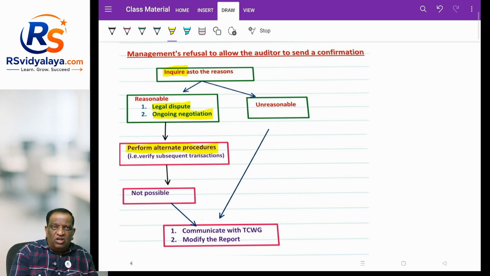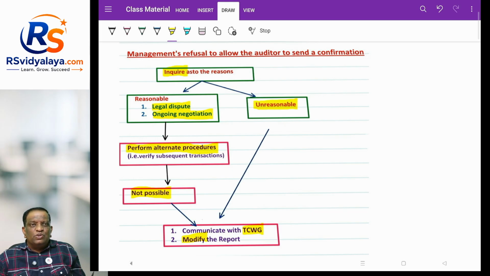If that is possible, all right. But if that is not possible, then what do I do? I communicate with those charged with governance and modify the report. This is what I will do. And the same thing, whenever I inquire for the reasons, I somehow feel that the reasons or the excuses the management is giving are unreasonable.